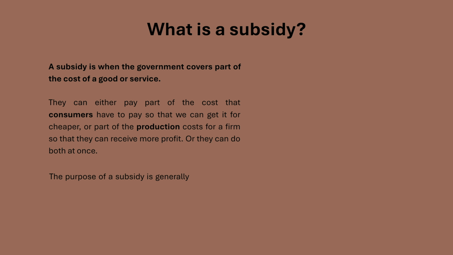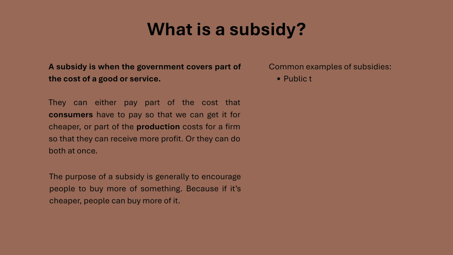The purpose of the subsidy is generally to encourage people to buy more of something, because if it's cheaper, then people will buy more of it. We typically see subsidies on things like public transport or healthcare or education. Electric cars is one that's happened recently, medication, agriculture. So basically, it's things that the government wants us to be able to access, so they subsidise it, they make it cheaper for us. This is something that New Zealand does pretty well compared to other countries like the US, although there are some other countries, especially in Europe, which are even better at subsidising things.